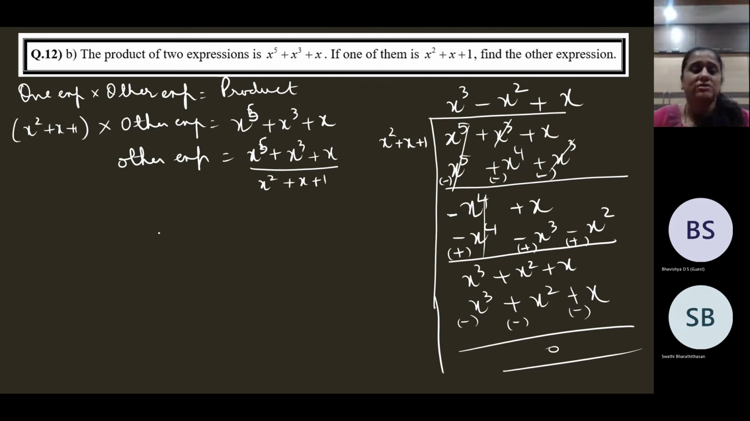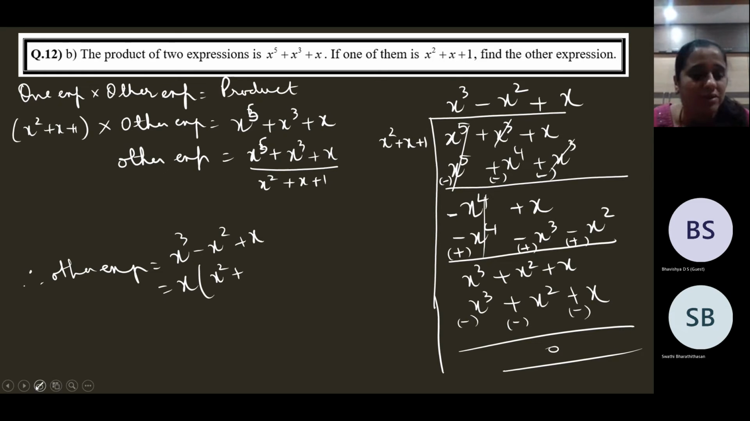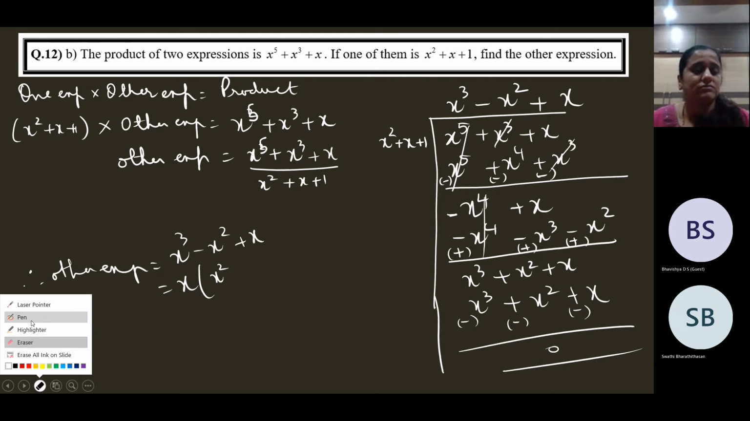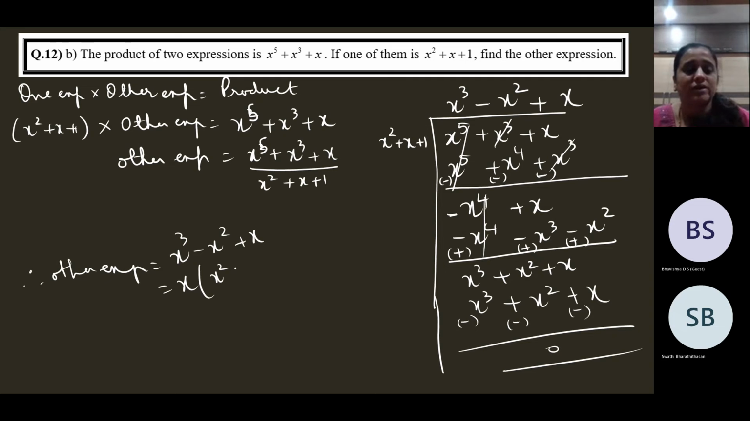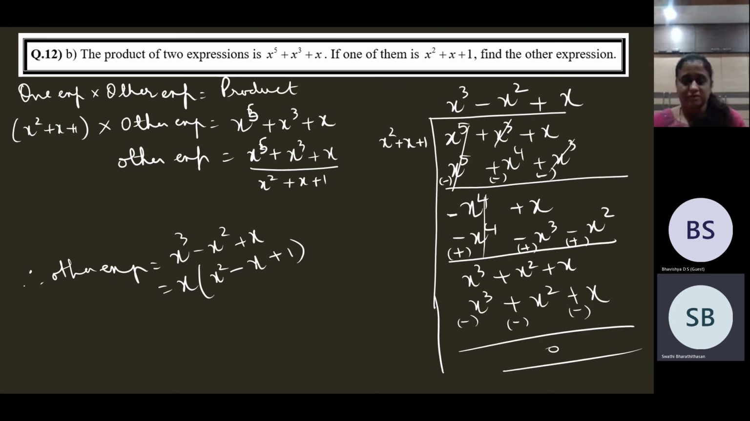So the other expression is equal to x cubed plus x squared plus x, but you can factorize it. x is common, so x times x squared plus x plus 1. Correct, children? Yes, ma'am.